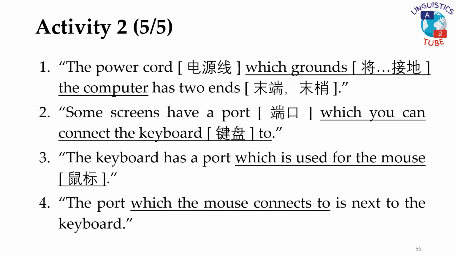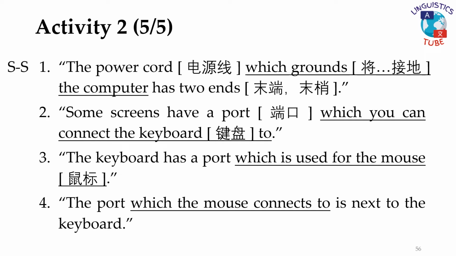Here are the answers. The relative clauses are underlined. As two separate sentences, sentence 1 would be, the power cord has two ends. The power cord grounds the computer. Here, the relative clause modifies the subject of the main clause, and the antecedent of the relative pronoun is the subject of the second full sentence. So, it is SS.